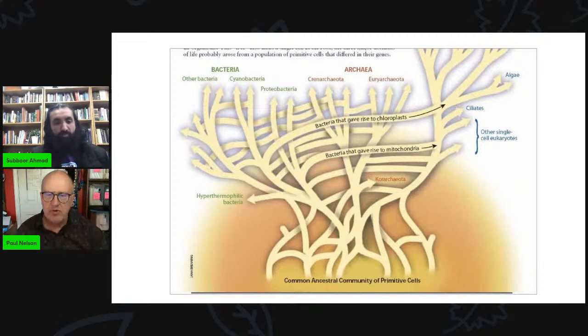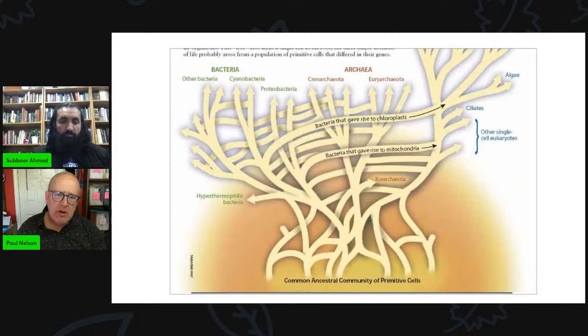It hasn't been reproduced in this cartoon, but these are eukaryotic groups here. Here are the bacteria. Here are the archaea. So we have the three major domains. And as you go back, you don't converge to a singularity. You don't come upon Luca.